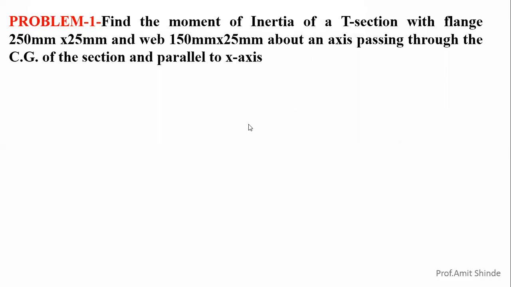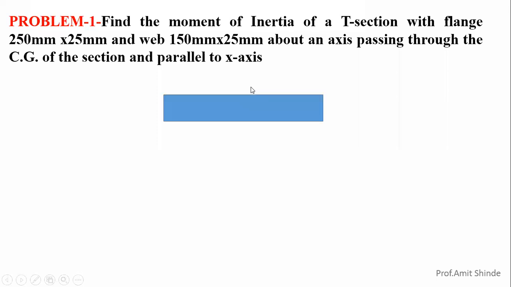Now here let us solve one problem. Find the moment of inertia of the T section with the flange of 150 by 25 millimeter and a web of 250 by 25 millimeter and a web of 150 by 25 millimeter about an axis passing through the CG of the section and parallel to x-axis.